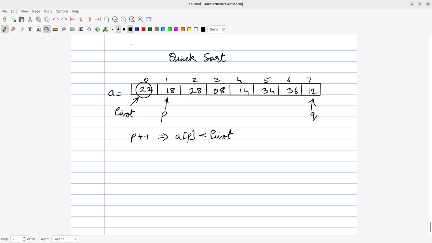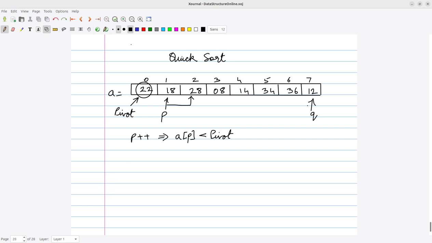Now let us see what we have at index 1. We have 18. 18 is less than 22. Yes, true. So we move ahead, P plus plus. Now we'll take 28. Is 28 less than 22? No. Then P will remain here itself. Then we'll focus on Q.